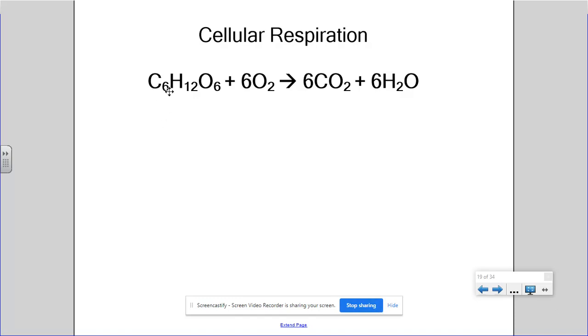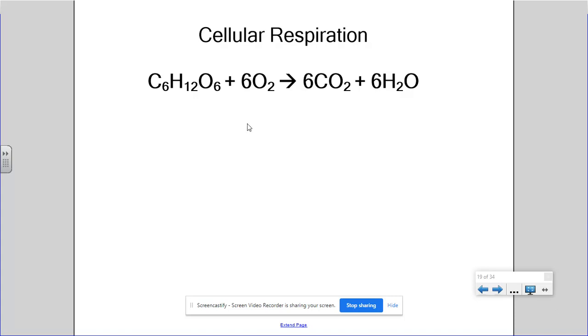Remember that C6H12O6 is glucose. We get glucose into our bodies through eating food, breaking that down into the basic monomers. And O2, of course, would be oxygen gas. We get that into our bodies by breathing in through our lungs.